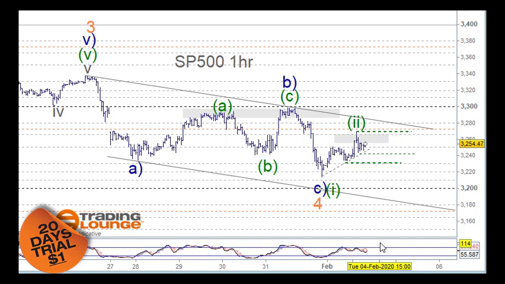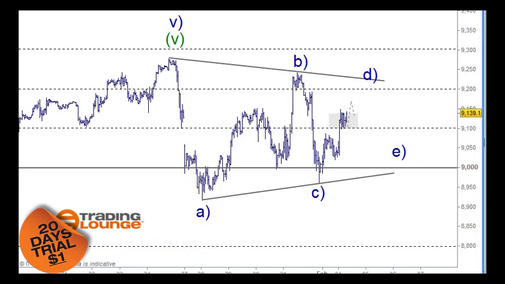So we're looking at a correction here. We may end up getting a trend here, so we want to be taking this trade long here. How far will it get us? I don't know. When I look at this pattern here, let's have a look at the Nasdaq, because that's also got an interesting pattern here.